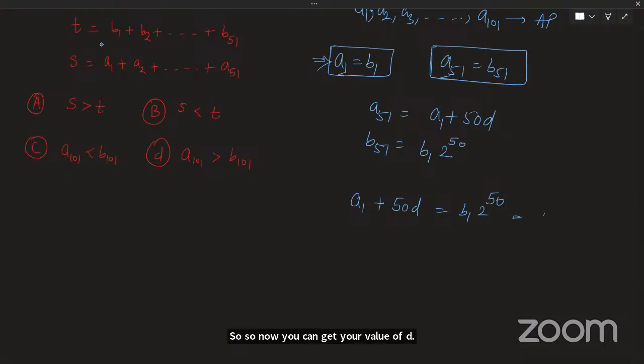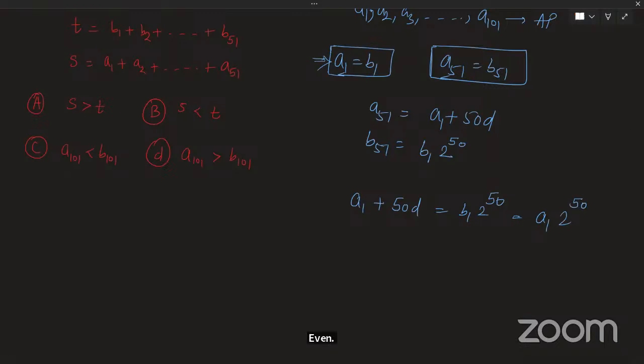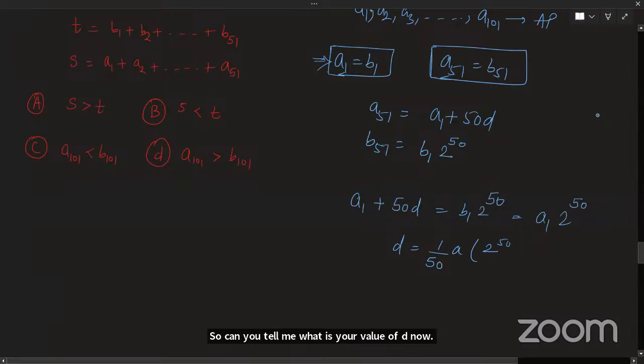A1 and B1 are equal, so it is A1 into 2 raised to 50, because B1 and A1 can be replaced now. So can you tell me what is your value of D now? Your D is equal to 1 by 50 into A1 into 2 raised to 50 minus 1.